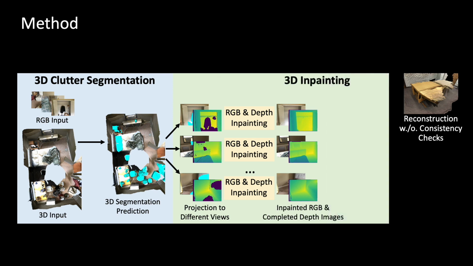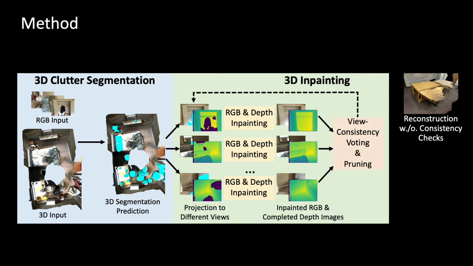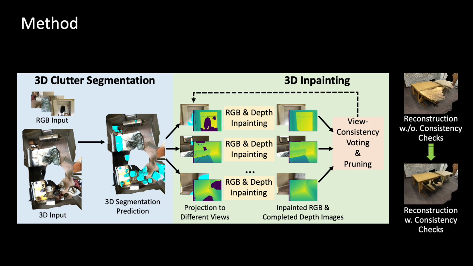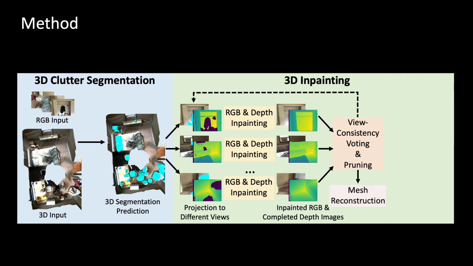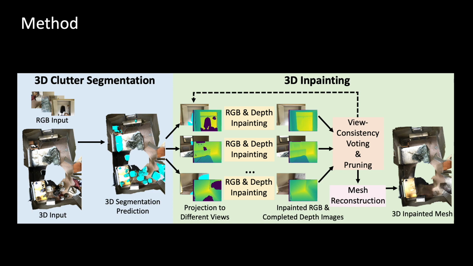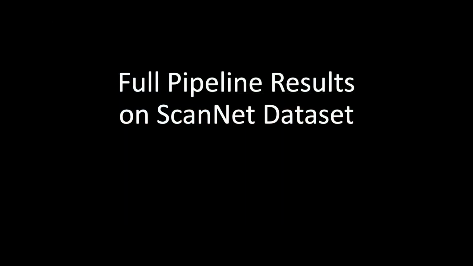Therefore, we additionally perform view consistency checks and iterative refinement. Our proposed consistency voting and pruning significantly reduces artifacts. Finally, we reconstruct a clutter-free mesh using the view-consistent RGB-D inpaintings. Let's look at the full pipeline results on ScanNet dataset.